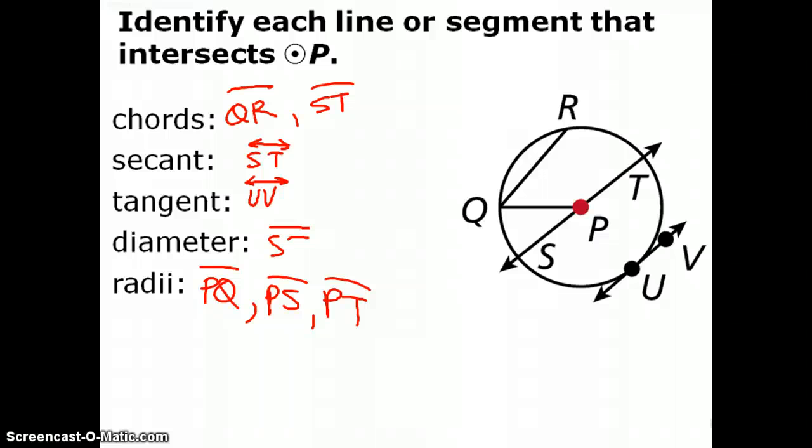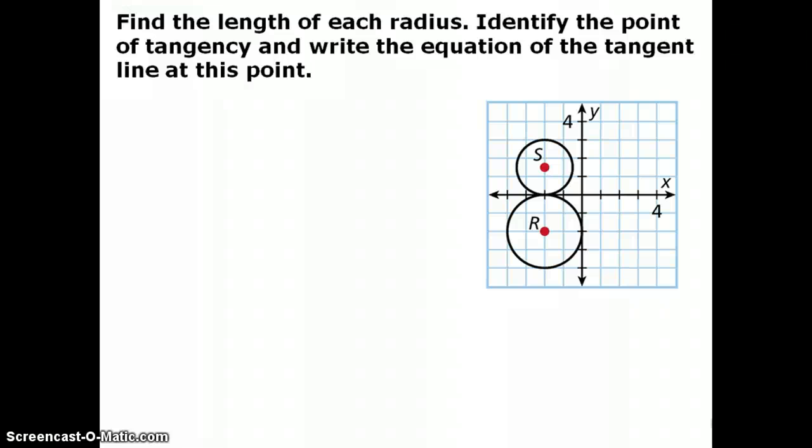All right, let's move forward. Find the length of each radius and identify the point of tangency. Write the equation. Well, we can tell here that if the diameter is 3 for circle S, the radius is going to be half as much. So circle S radius is equal to 1.5 units.